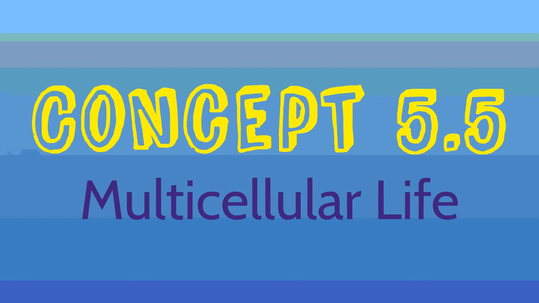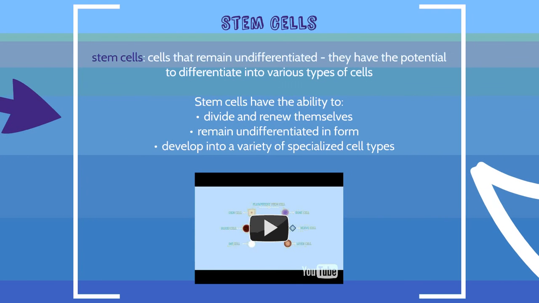All right, so now we're going to talk about stem cells. So if you remember, stem cells are those cells that remain undifferentiated. Basically, they are cells that are able to change into any different type of cell. Your adult stem cells are able to turn into certain specific things, but are not able to differentiate nearly as much as your embryonic stem cells.